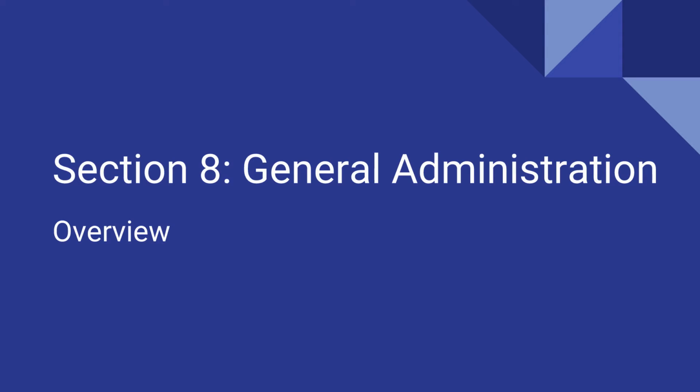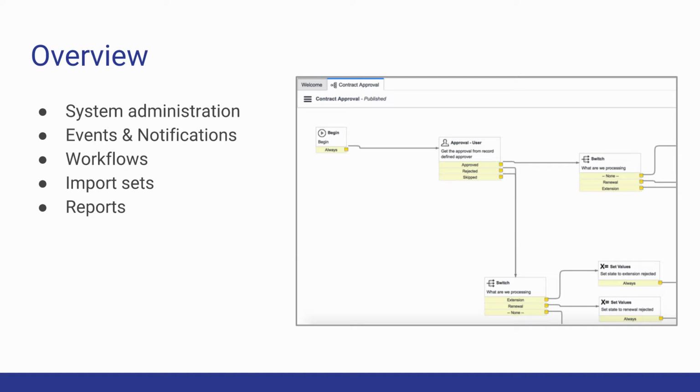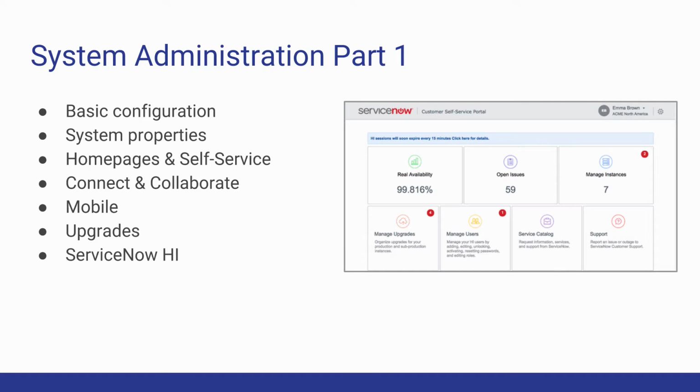In this section, we'll discuss a number of important administrative topics, such as system properties, workflows, events, notifications, import sets, and reporting. This video will focus on Part 1 of System Administration in ServiceNow. We'll cover basic configuration, system properties, self-service, home pages, connect and collaborate, mobile, and upgrades.